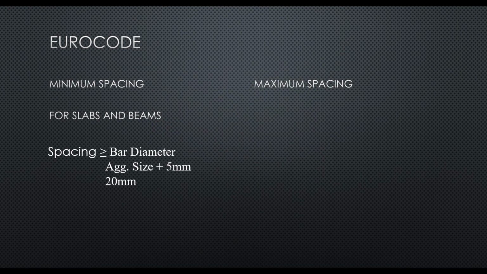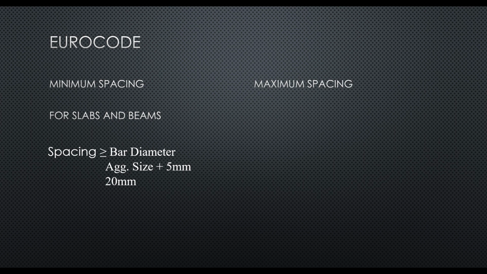So the minimum spacing must always be greater than the bar diameter. This depends on the bar size of the slab or of the beam. So if the bar size of the beam is 12 mm, that means the spacing between those two reinforcements must be greater than 12 mm. Then we talk about the aggregate size plus 5 millimeters. The 5 millimeters is for tolerance.